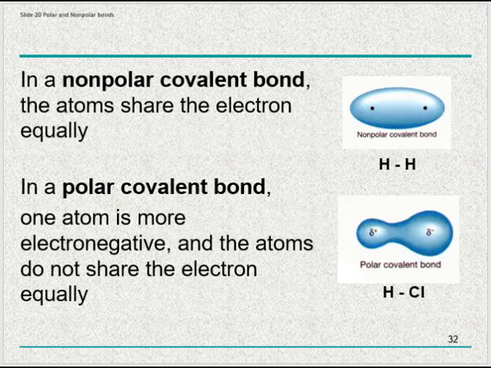So now we know that when we're talking about covalent bonds, these atoms that are bonding are sharing the electrons. Well, in some of these situations, the atoms may share the electrons equally, which is called a nonpolar covalent bond. In other situations, one atom will have a more electronegative charge than the other atom, which leads to a bond where the atoms do not share the electrons equally. This is referred to as a polar covalent bond.